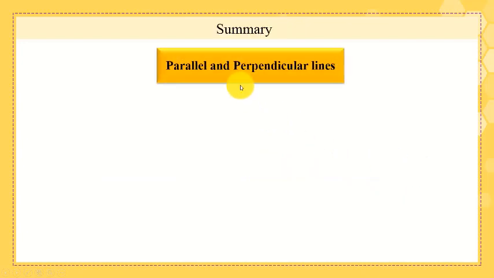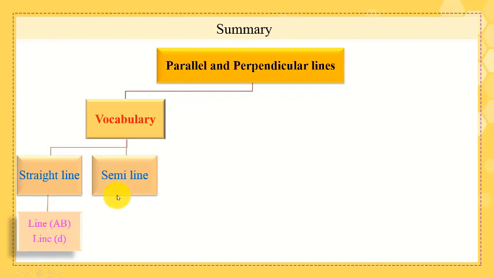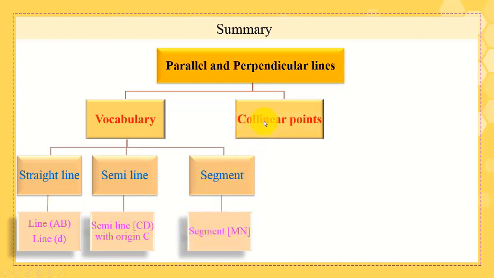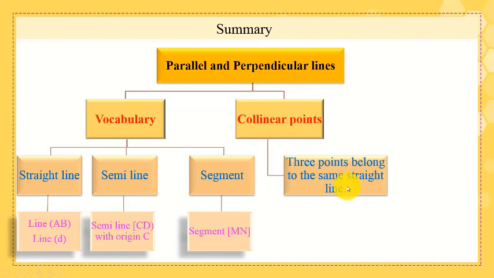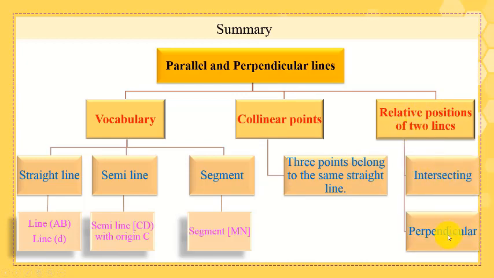Summary: parallel and perpendicular lines. Vocabulary: straight line, line AB, line D. Semiline, semiline CD with origin C. Segment, segment MN. Collinear points, 3 points belong to the same straight line. Relative positions of two lines are intersecting line and perpendicular line.